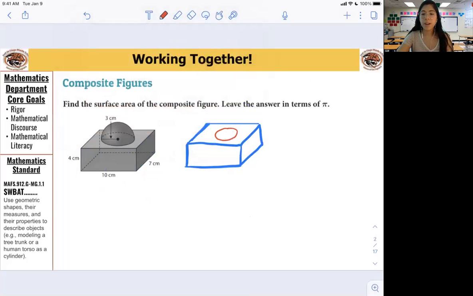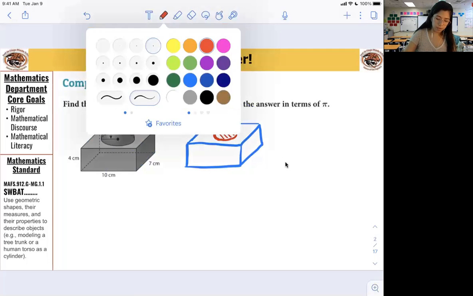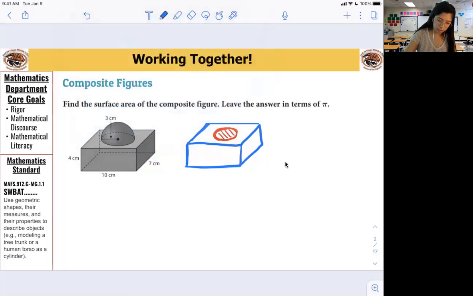Ooh, okay, that's a really good way to describe it. It's basically like there's a hole in it because this hemisphere is placed right on top of it. If you were wrapping this in wrapping paper, you would not be covering the part underneath the hemisphere. So this part we have to take away from the surface area of this rectangular prism. That, by the way, has a radius of 3 units.